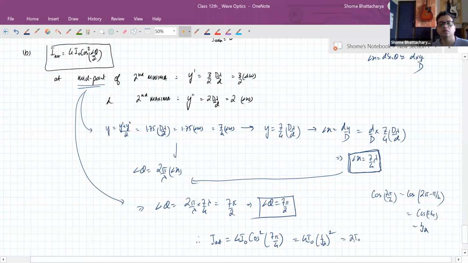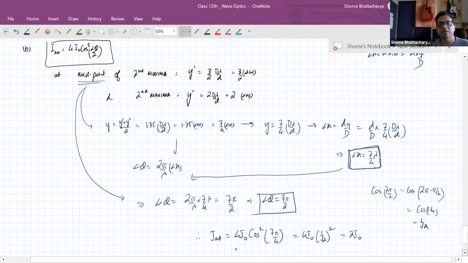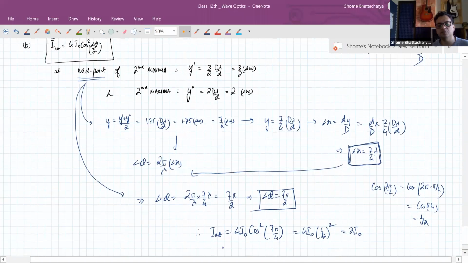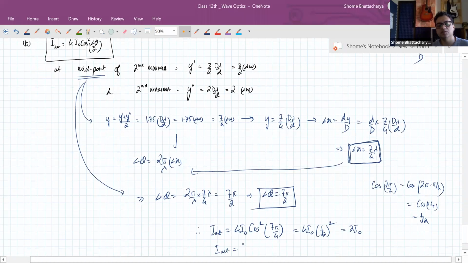So it is 2 I naught. Okay. So that means the net intensity at that point will be half of the maxima. It is half of 4 I naught now. That is half of the central maxima. So that's why, okay, this will be the full solution of it.